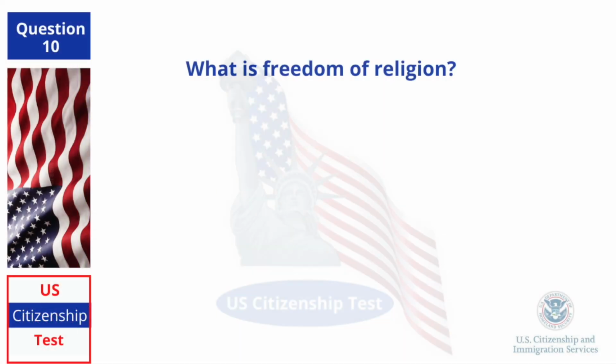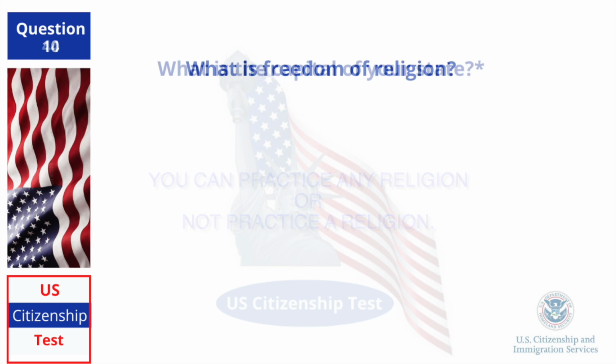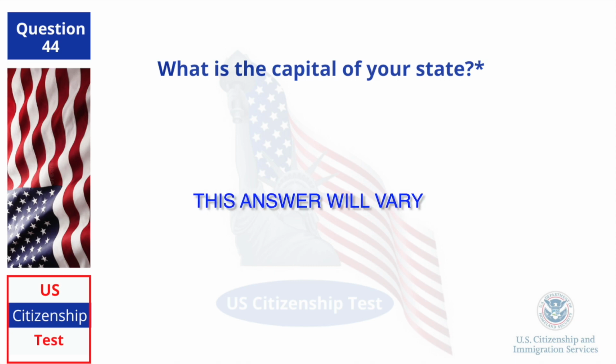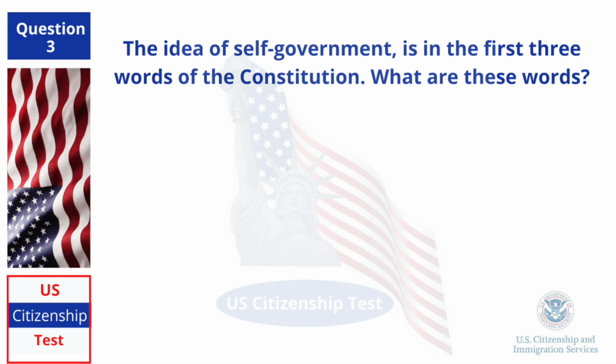What is freedom of religion? You can practice any religion or not practice religion. What is the capital of your state? This answer will vary. The idea of self-government is in the first three words of the Constitution. What are these words? We the people.